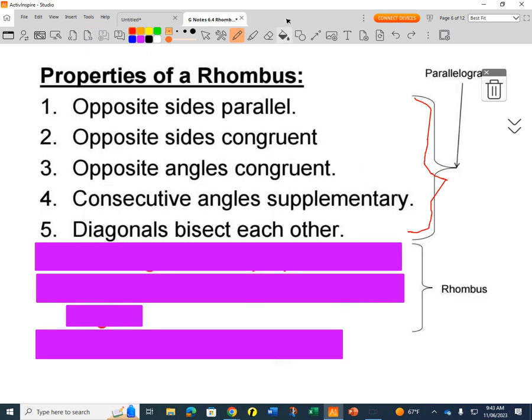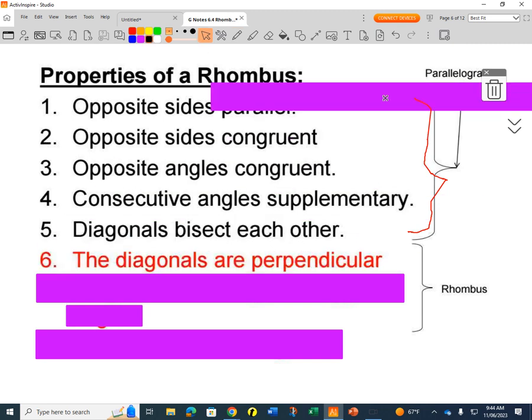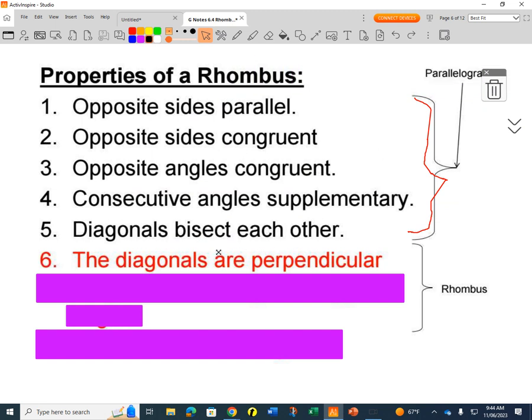So, a rhombus has the same five properties as all parallelograms. Opposite sides parallel, opposite sides congruent, opposite angles congruent, consecutive angles are supplementary, and the diagonals bisect each other. So the properties that are unique to a rhombus, this one is new. The diagonals are perpendicular. What does it mean when segments or lines are perpendicular? Very good. They form right angles.